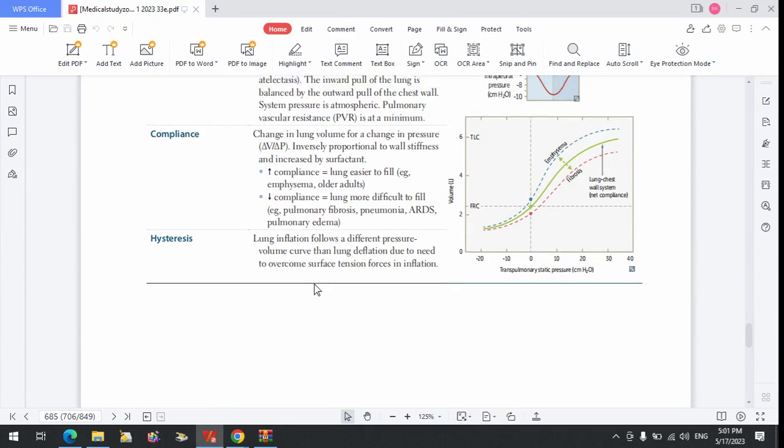But you guys must always relate it to compliance. That is what is important. Compliance in expiration is always better than compliance in inspiration due to the surface tension changes that happen. Yeah, so that is it.